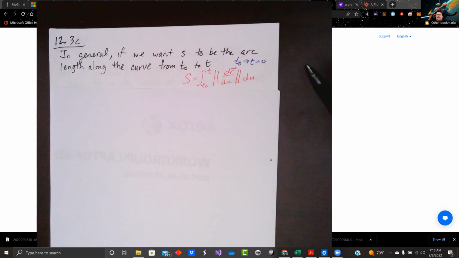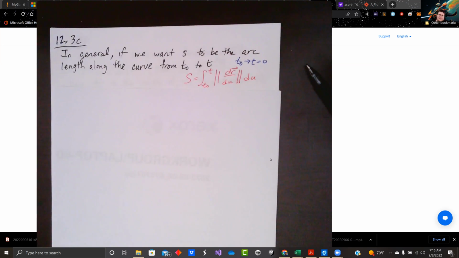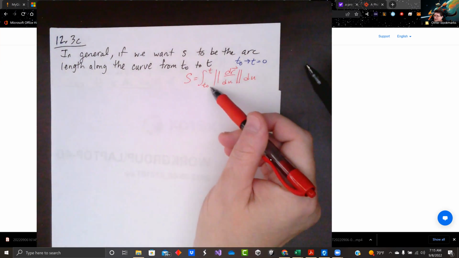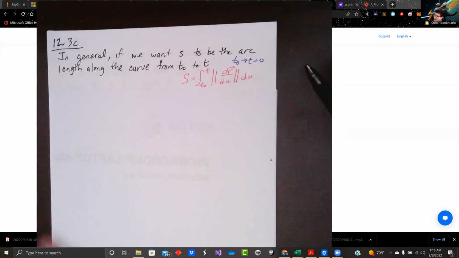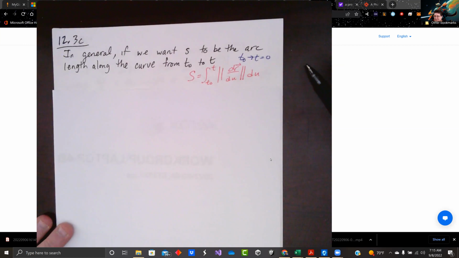In general, if we want s to be the arc length along the curve from t naught to t, this is our formula. I just replaced t equals 0 with t naught, so if we're not starting at t equals 0. And recall that we use the dummy variable u.